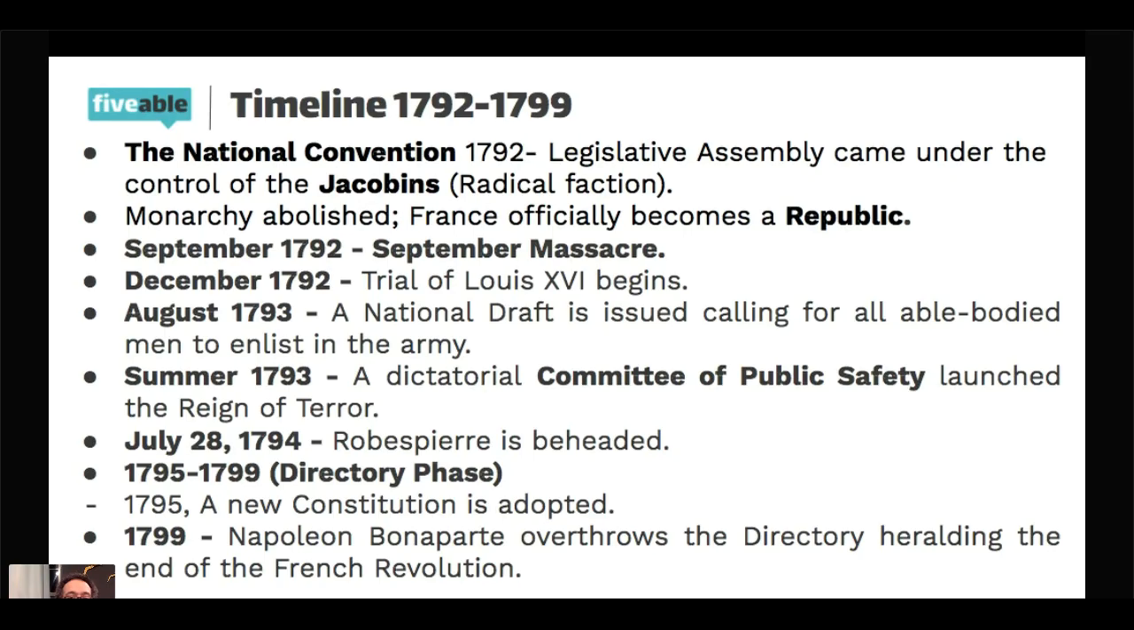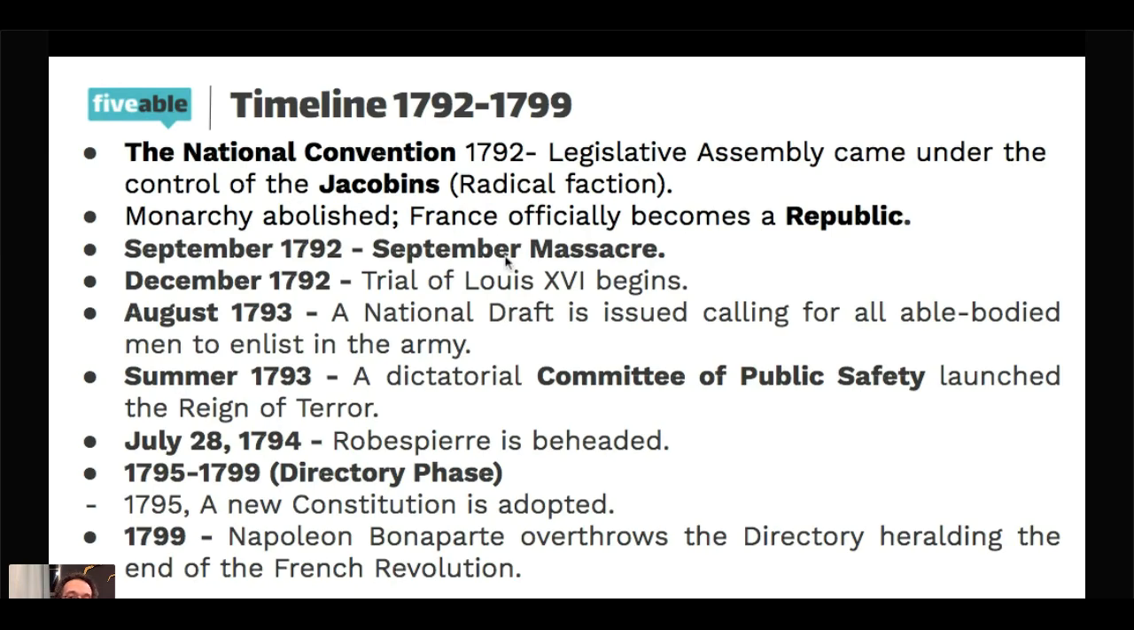They don't want a constitutional monarchy, like England or the United States with a president who kind of acts like a king. They want the monarchy to be abolished, and they want France to become a republic. So it's a very, very radical stage.